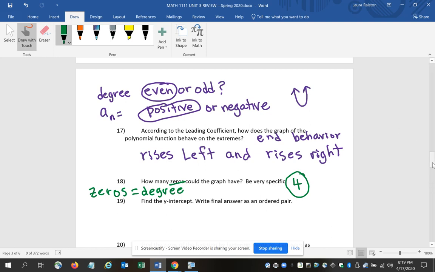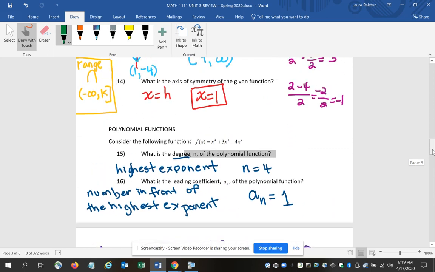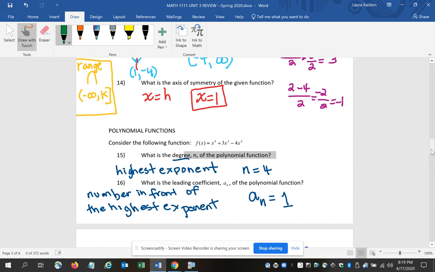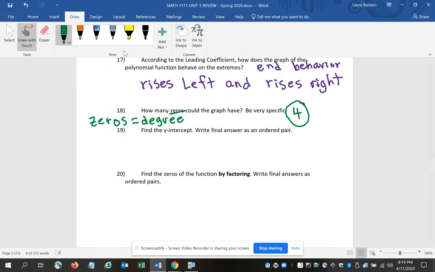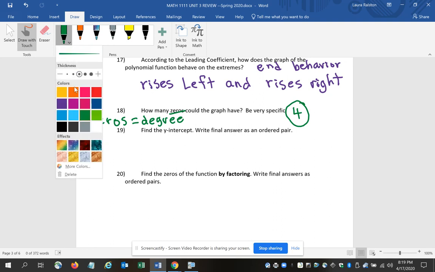Okay, I'm going to need the function itself to do question 19. So let me go back up here and make sure I get the right function. x to the fourth plus 3x cubed minus 4x squared. Okay, so going back down to question 19, it wants me to find the y-intercept of the polynomial function.